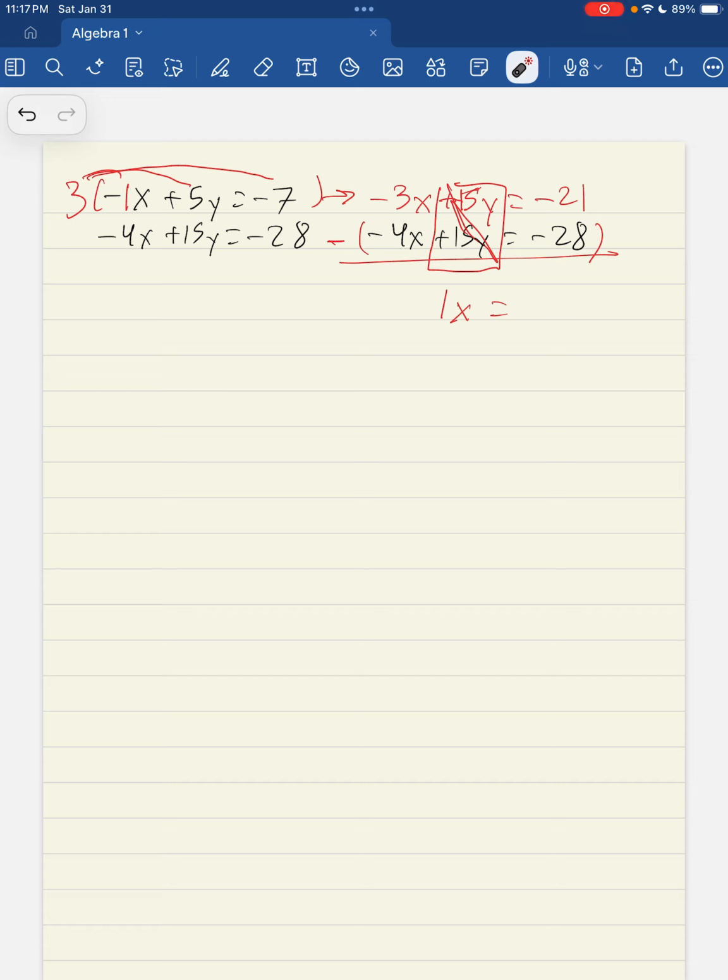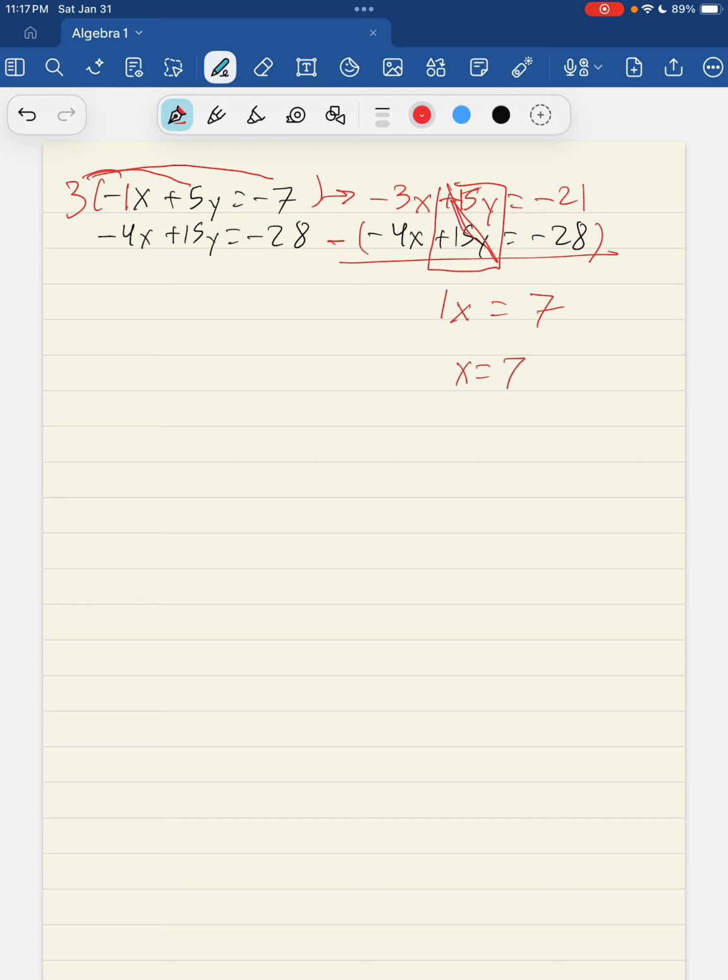Remember that minus negative really makes a plus. So it's like -21 plus 28. And that's going to give us a +7. 1 times x equals 7. Oh, that just means x equals 7. Boom. And we're about halfway done with our problem.